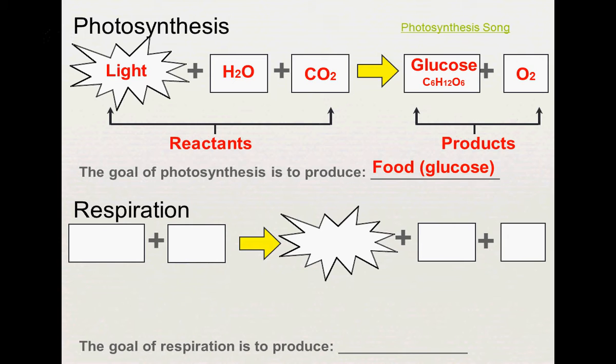Sachin? Glucose? Yeah. Starts with glucose. And it requires a gas. Morgan? Yeah, it requires oxygen. So it starts with glucose and oxygen and produces three things.